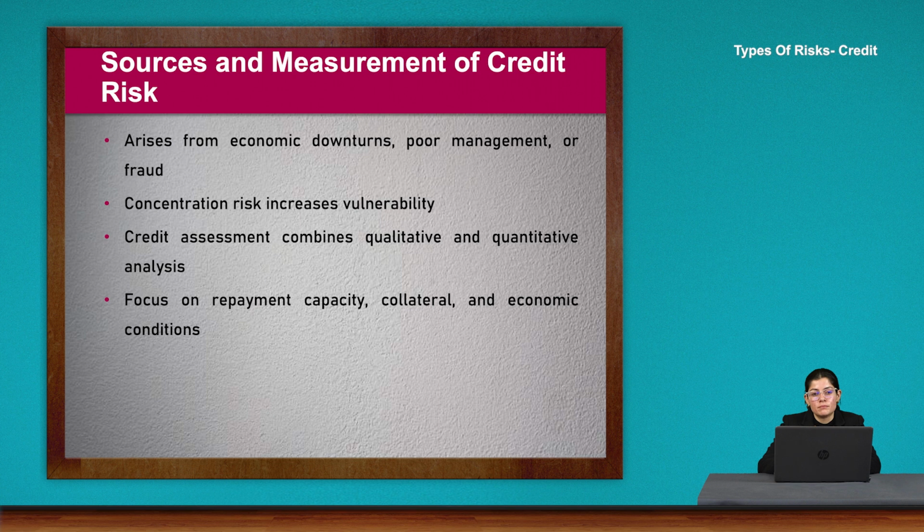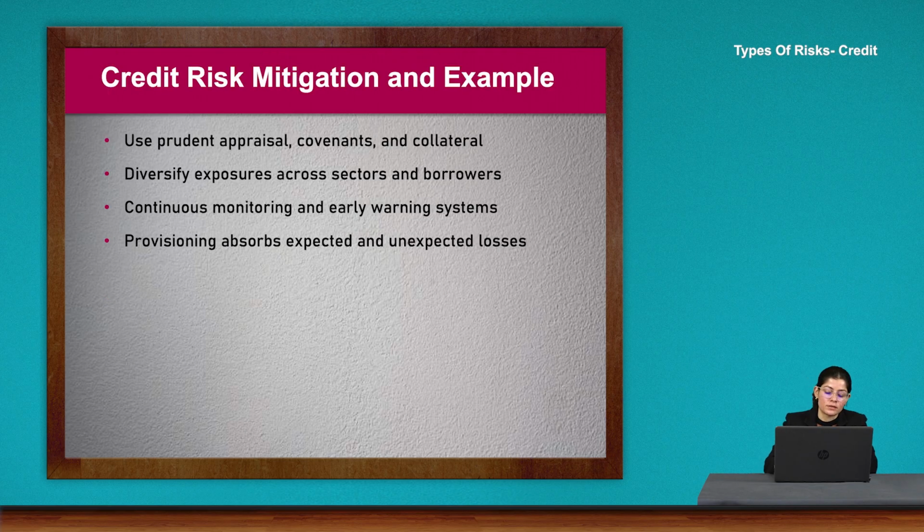Now, how is it measured and assessed? So credit evaluation blends qualitative judgment with quantitative analysis. Key considerations include the borrower's integrity and repayment history, capacity to generate cash flows, capital strength, collateral quality, and prevailing economic conditions. A widely used quantitative indicator is the debt service coverage ratio, that is DSCR. Now, let's move to another slide.